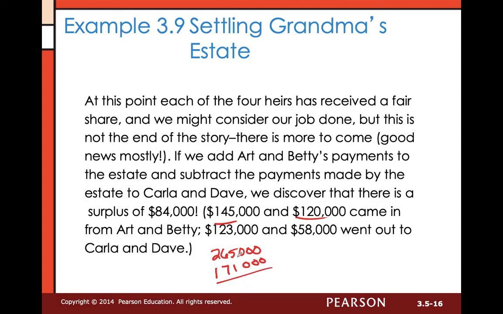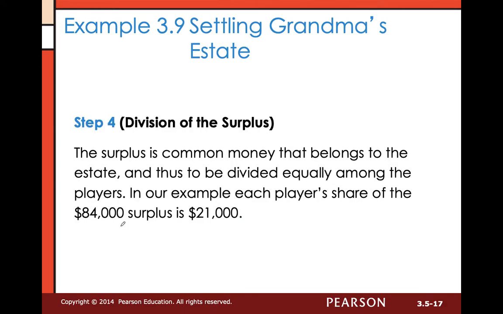So if you think about it, once you've put everything in and then taken everything out and you subtract that, there's actually $84,000 left over, which we're going to consider a surplus. So what do we do with that surplus? We're going to divide that up. So the surplus is going to be common money that belongs to the estate. It's going to be divided equally among the 4 players. So if you take $84,000 divided by 4, that means that there's $21,000 left for each person.